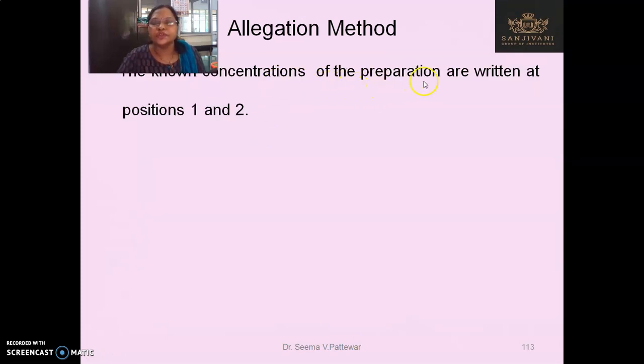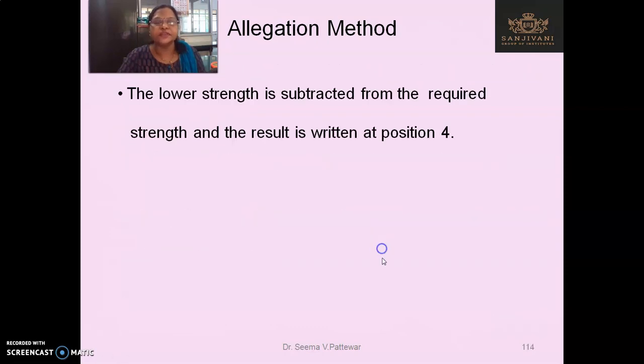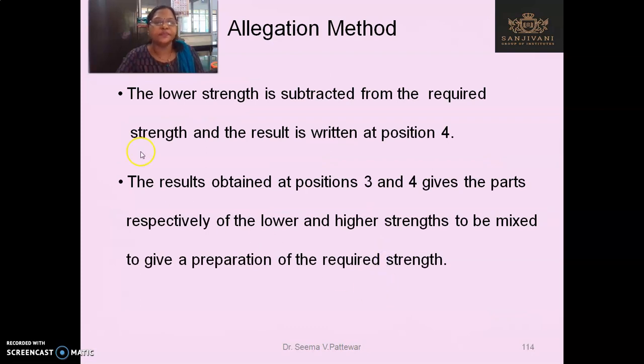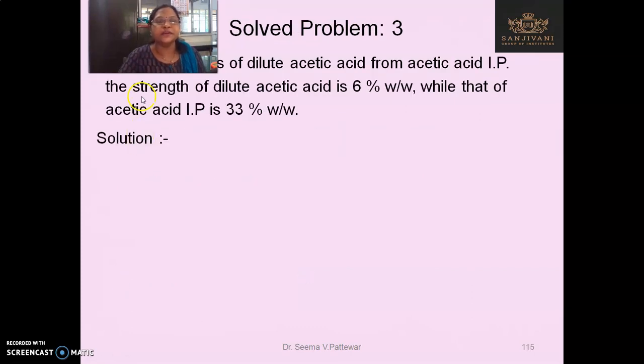The known concentrations of the preparations are written in positions 1 and 2. Middle is the 0. Already we have seen this. The lower strength is subtracted from the required strength and the result is written at position 4. Again, the results obtained at positions 3 and 4 give the parts respectively of the lower and higher strength to be mixed to give the preparation of the required strength. See this example, then you can understand.